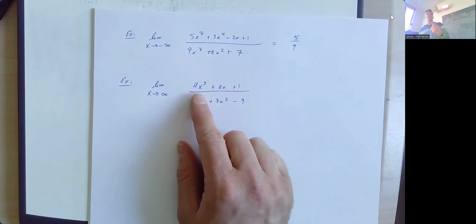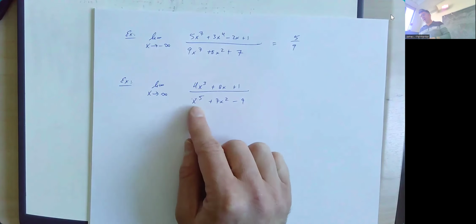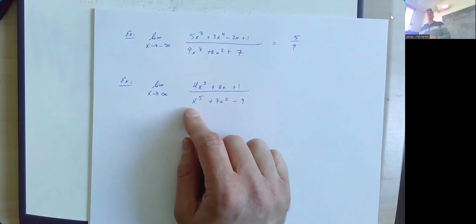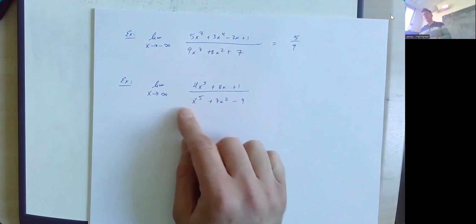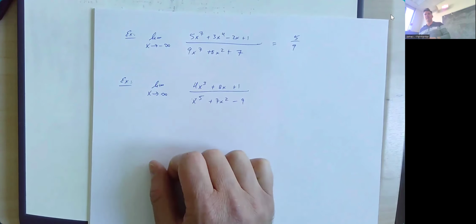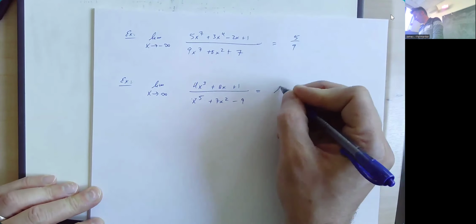You can even think about plugging in a number, right? If you plug in x equal to like 1,000, 1,000 cubed is 1 billion. 4 billion on top, about. 1,000 to the 5th is a quadrillion, right? This is 1,000,000 times bigger than that. So if the denominator is 1,000,000 times bigger, the whole fraction is going to be small. But the work we would show would still be to divide everything by x to the 5th.